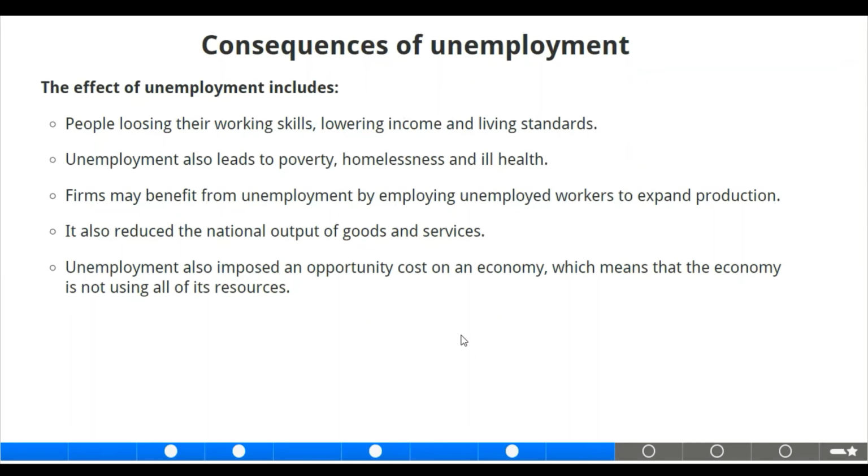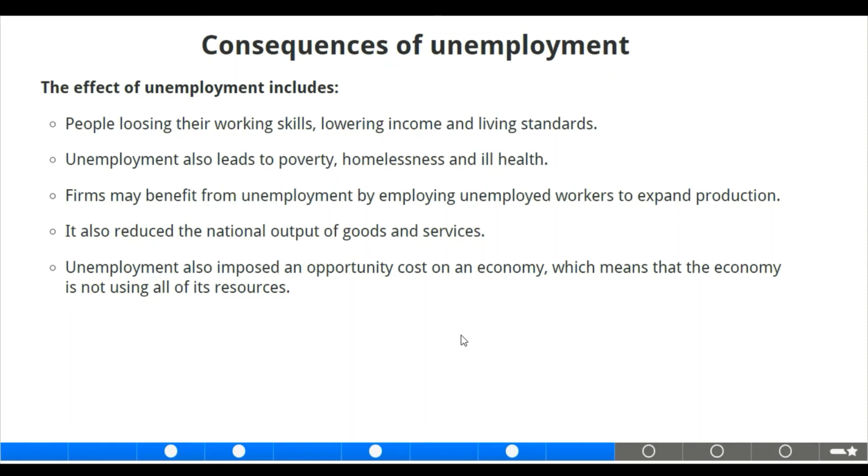What should be the effect of unemployment to what? To individuals, to firms, and to government. Now, individuals will be losing their working skill, lowering income and their living standard. Of course, when there is unemployment for an individual, it will lead to a low living standard for them. Of course, there will be lowering income since they could not get work to satisfy their needs, and this can also lead to poverty, homelessness, and ill health. Of course, that is part of living standard.